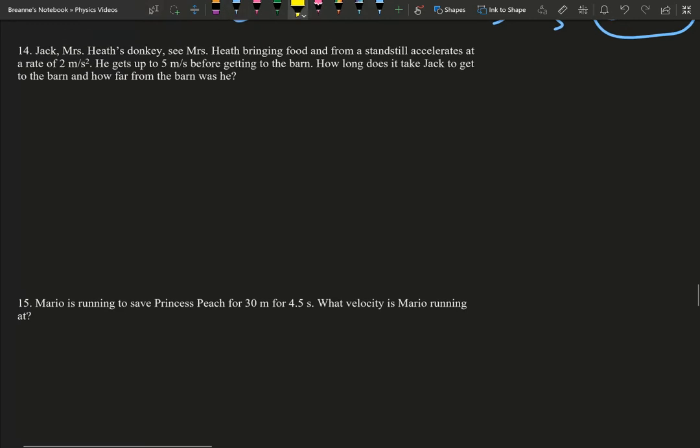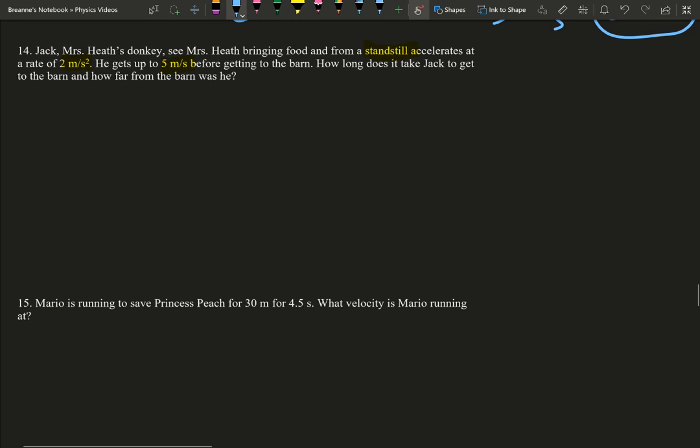So we have Jack, Miss Heath's donkey, sees Miss Heath bringing food. From a standstill, so that's a given, standstill, he accelerates at a rate of 2 meters per second squared. He gets up to 5 meters per second before getting to the barn. How long does it take Jack to get to the barn, and how far from the barn was he? So we're looking for two different things. So let's figure out what our givens are.